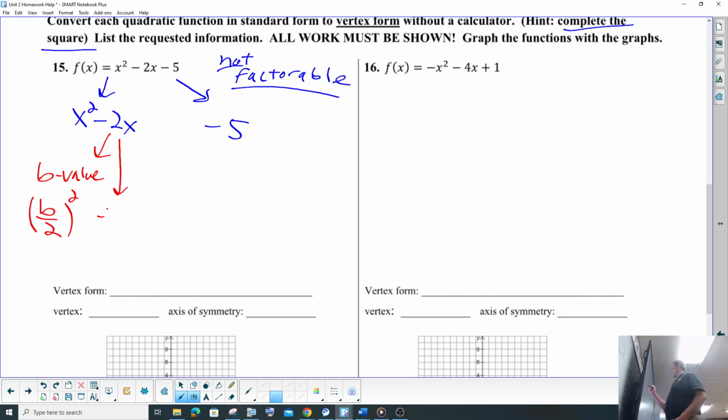So we take our negative 2, formula time, we divide by 2 and then we square it. And let's show that that negative 2 was from this right here. Take the b, divide by 2 and square it. So now negative 2 divided by 2 is negative 1. And we square that, we get a positive 1. So we're making a perfect quadratic that will factor perfectly. And so we add 1 here.